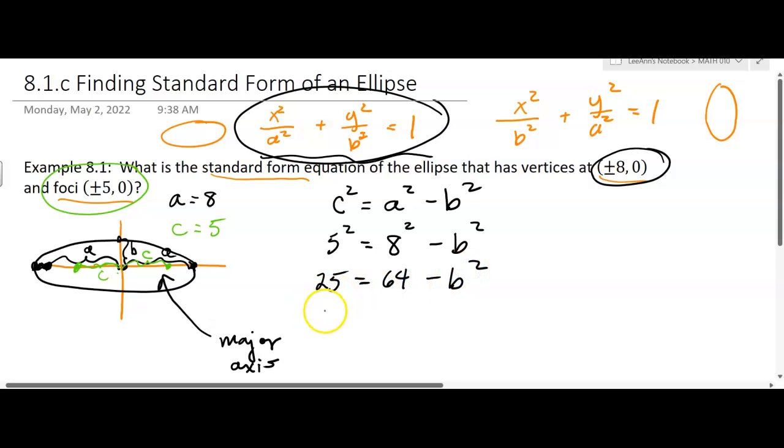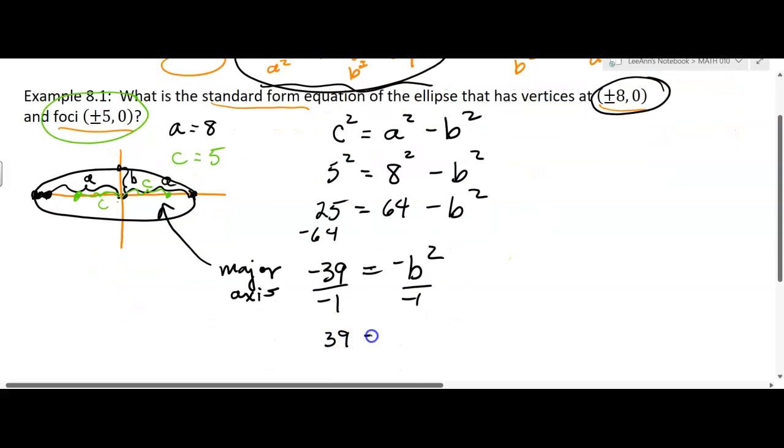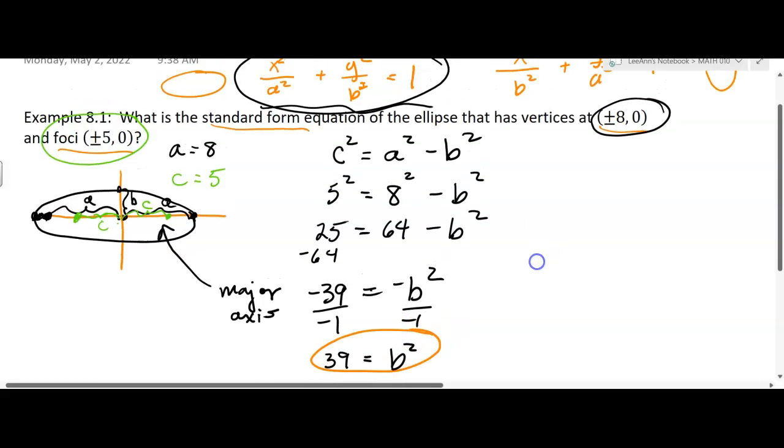So if I subtract the 64, what's that? Negative 39. Divide both sides by negative 1, and what do we get? B squared equals 39. Now, you could say that B equals plus or minus the square root of 39, but we don't even care about that, because what we want to know for our formula is B squared, right? Okay. So A squared was 64, right? Okay, so we know it's this form.